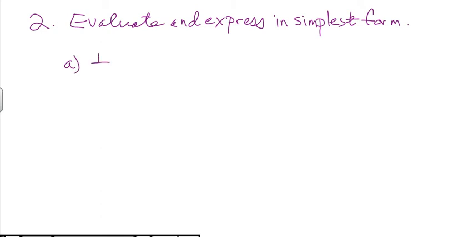So A, 1/2 plus 1/3. Okay, we're adding fractions. In order to add fractions, what do we need? The bottom to be the same. Another way of saying that is a common denominator. What is the common denominator for 2 and 3? 6. So we need to write 1/2 as something over 6. So what is 1/2 when it's written as something over 6? 3 over 6.